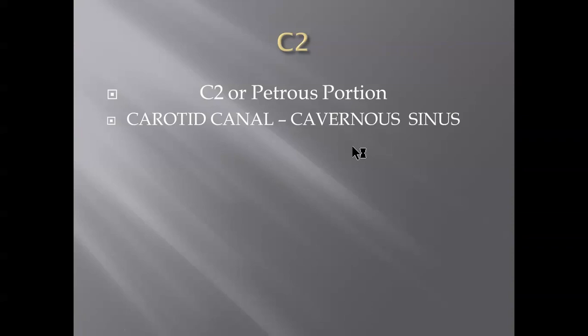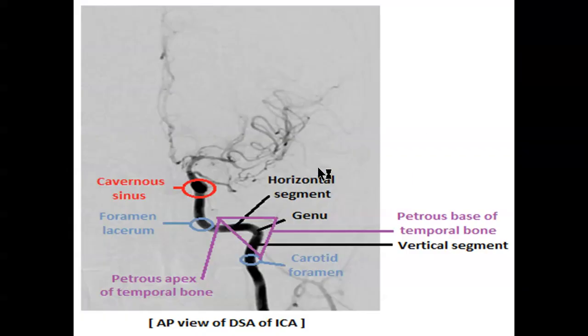Now, till now it was all about the C1 part, the cervical segment. Now, C2, the Petrous portion. The Petrous portion starts from the carotid canal and goes till the internal carotid artery reaches the cavernous sinus. So this is the C2 Petrous portion, from the carotid canal till the cavernous sinus. This is according to the Gibo classification.